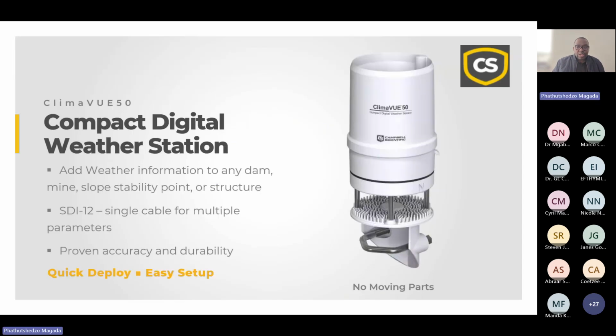And then we have a compact digital weather station. It's an all-in-one digital station which measures most of the parameters you will find when you're measuring weather, such as wind direction, rainfall, and wind speed. So it is all in one. You don't have to have different sensors when you have this one.